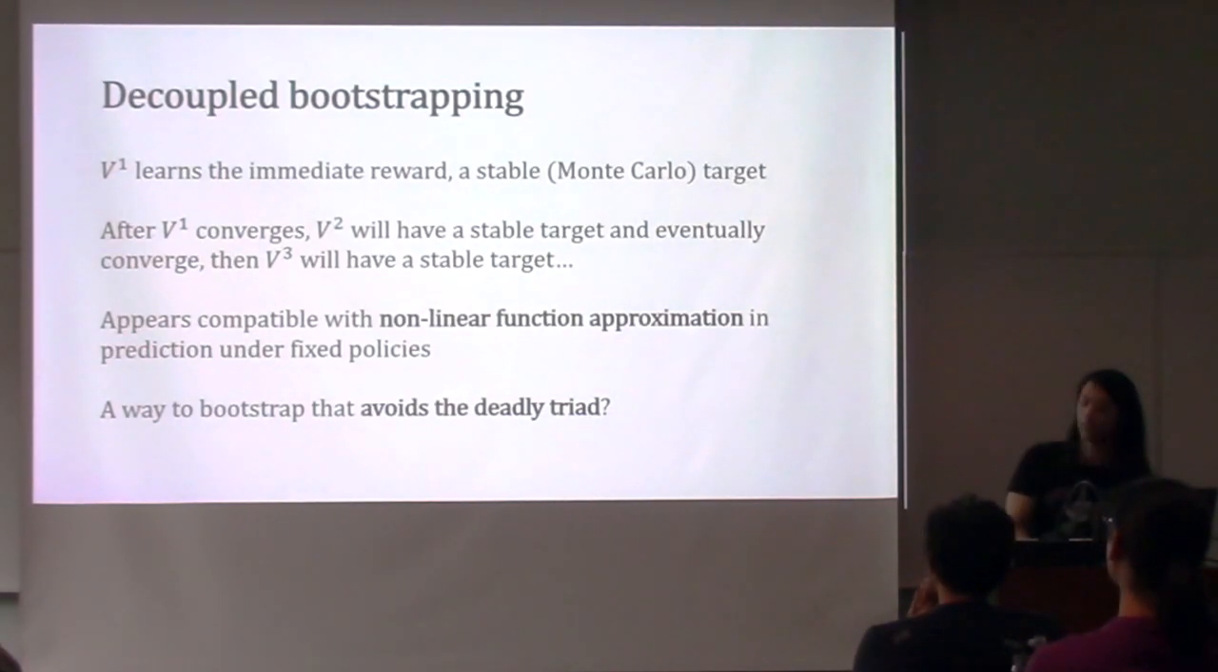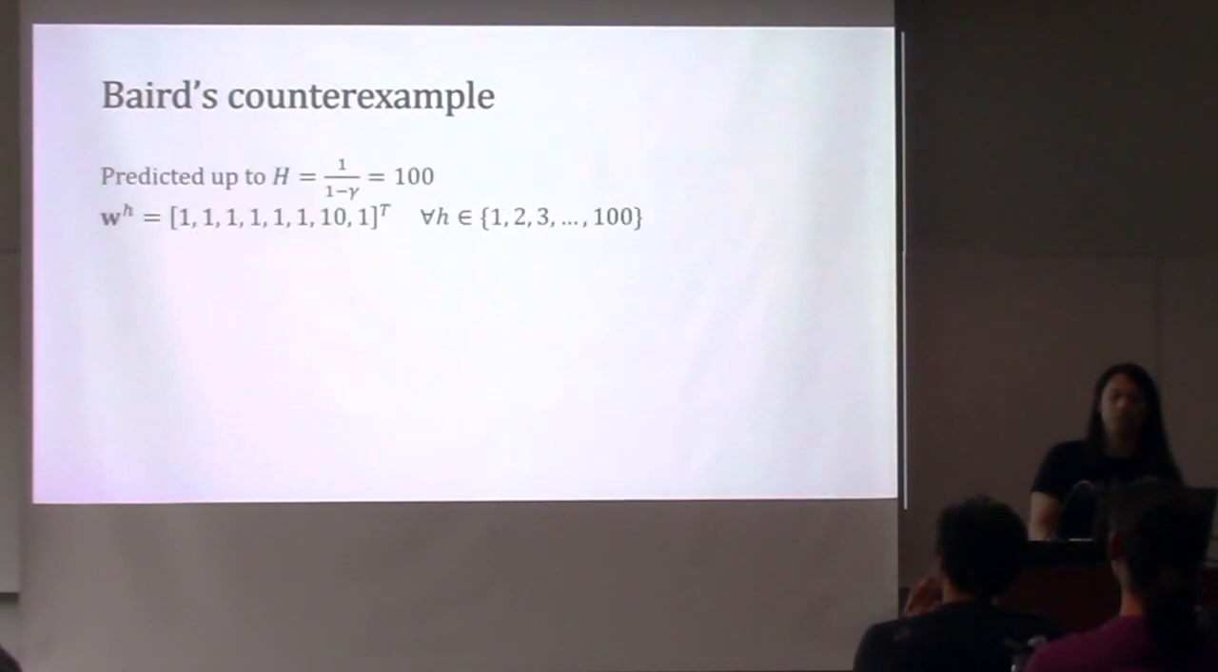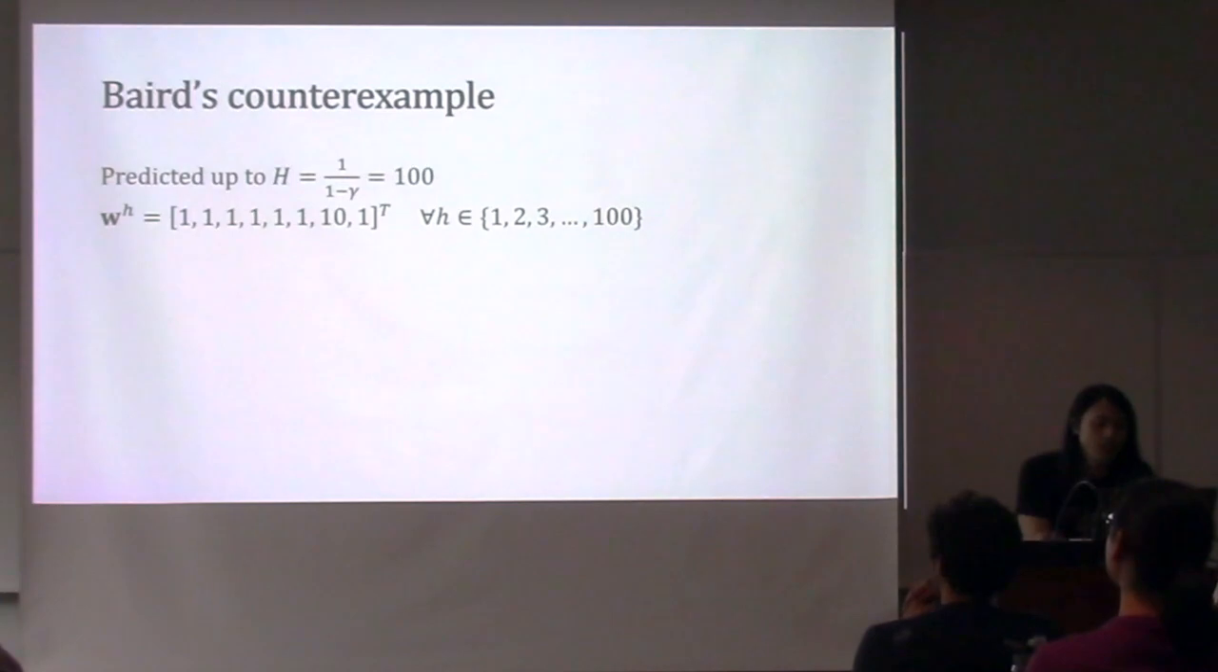So because I mentioned the deadly triad, I have to show you Baird's counterexample. I'm not going to really talk about how this environment works, but it has linear function approximation and it's off-policy. And it used a discount rate of 0.99, so I tried predicting up to a horizon of 100, which loosely relates to that discount rate. And I specified every horizon's weight vector to be this weight vector here, which is what was used in the book when it was talking about this divergence issue.